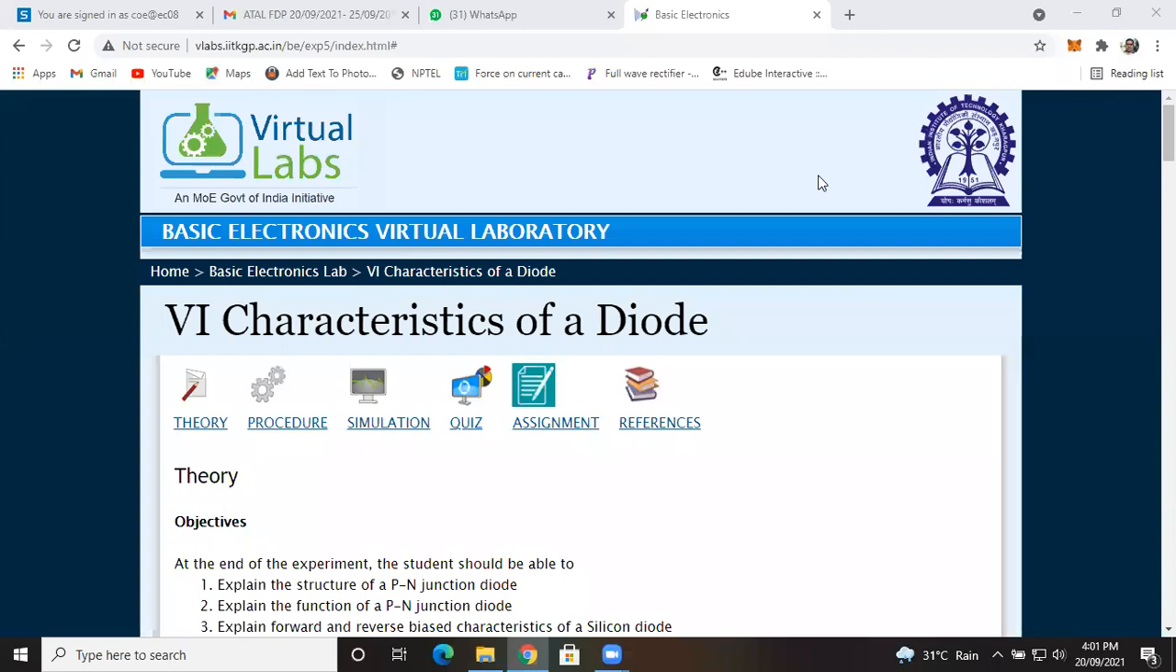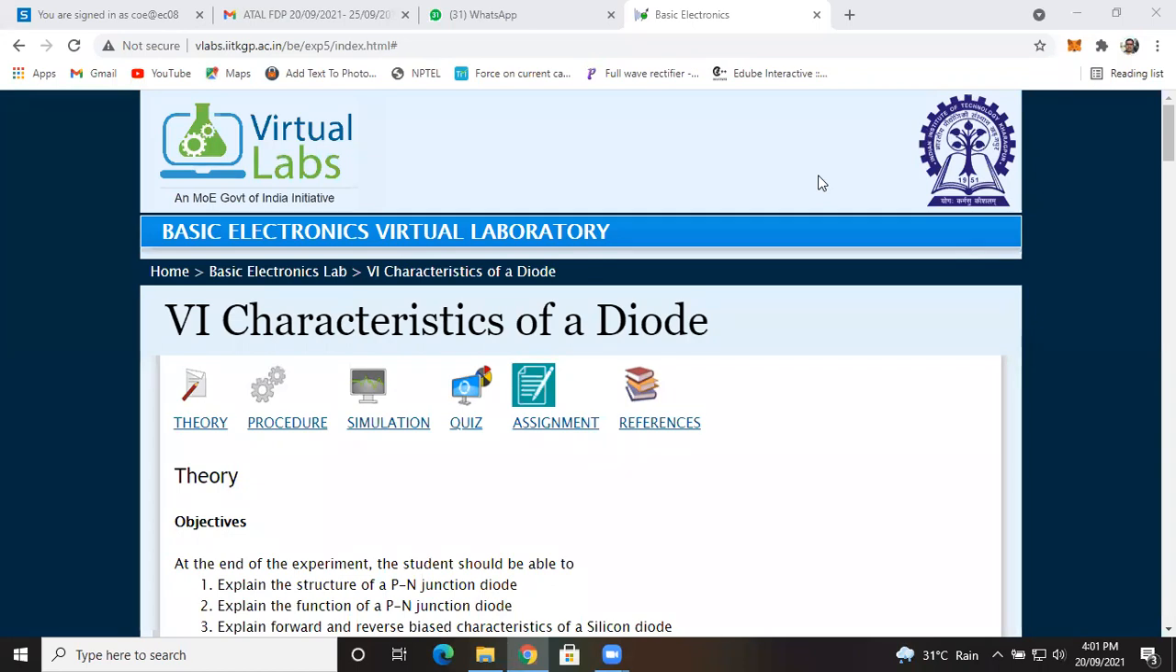In this first virtual lab, we are going to discuss the VI characteristics of a diode. In the first year, in the basic electrical and electronics engineering subject, you might have learned the PN junction diode. And today we are going to discuss the practical of this PN junction diode virtually. The title of this practical is VI characteristic.